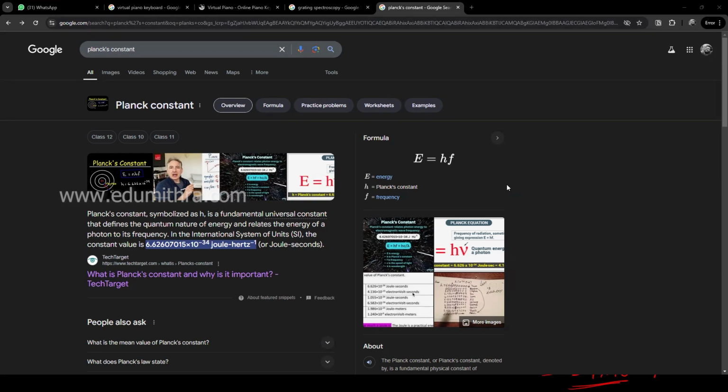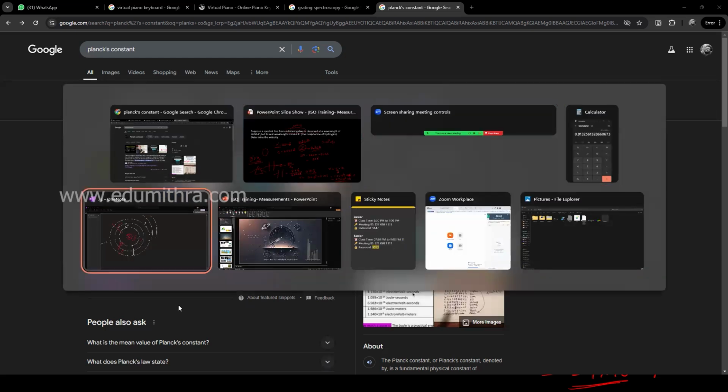Sir, Z equals to, positive means red shift, negative Z means a blue shift analysis. Yes, exactly. If Z is positive, that's a red shift, and if Z is negative, it is a blue shift. Now you want the explanation of the Doppler effect. Okay.